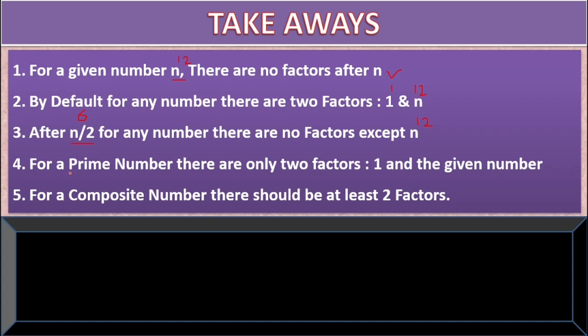And here one more takeaway is there are two kinds of numbers. One is a prime number and the other one is a composite number. What is the difference between these two? If a number has only two factors, that is 1 and the given number itself, then I can say the given number is a prime number. And if a number has more than two factors, and apart from these default factors 1 and n, if I get at least one more factor, then that is no more a prime number, it will become a composite number.